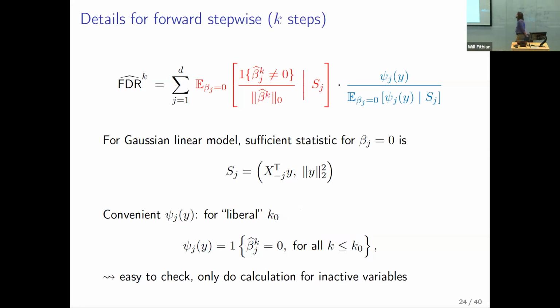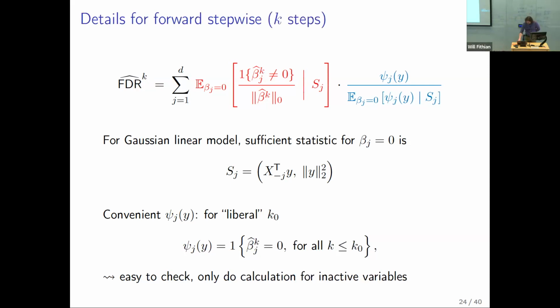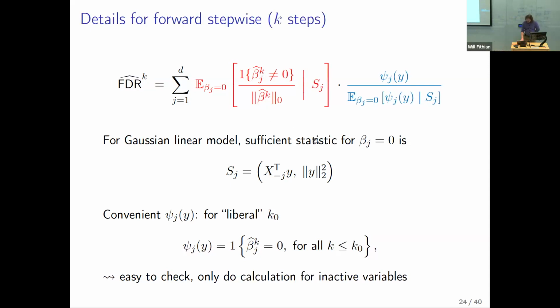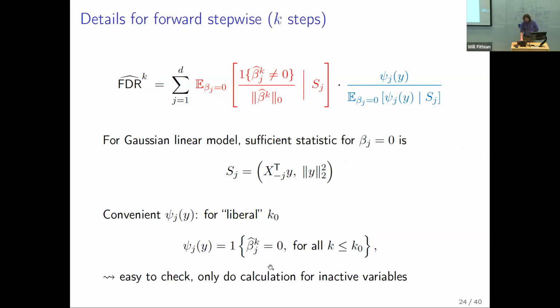Okay. So next, forward stepwise. That's for lasso, but again, there's not really anything very special about lasso here. We can do the same thing for forward stepwise and very little changes. The lambda becomes a k because that's the tuning parameter for forward stepwise, but we have the same sufficient statistic. The statistical structure of the model doesn't depend on forward stepwise versus lasso. Instead of a liberal lambda 0, we could use a liberal k0, and the calculation remains very much the same. It's just that this integrand is a different piecewise constant function of the t statistic.